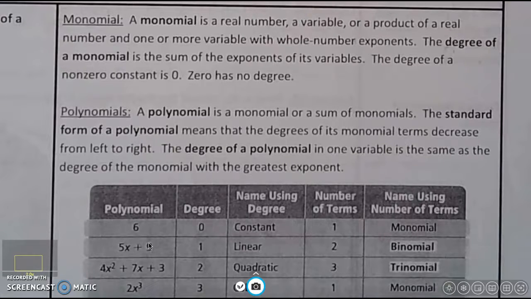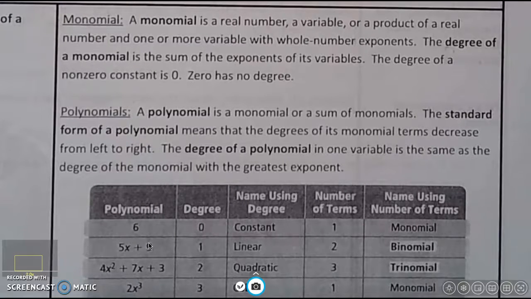Raise your hand if you have heard the word polynomial before or dealt with polynomials in the past. Great. Okay, so linear equations make straight lines when you graph them. Polynomials make curved lines, and they tend to have powers or exponents of greater than 1. So a monomial is a real number, a variable, or a product of a real number and one or more variables with whole number exponents.